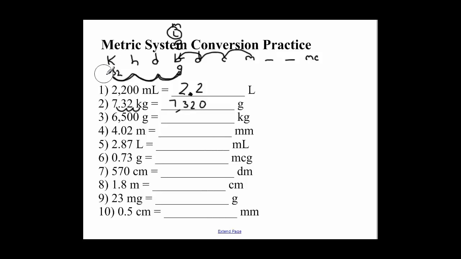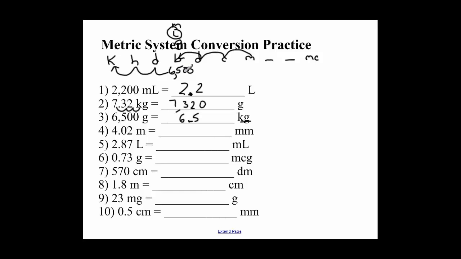Now in the next problem, we begin with 6,500 grams. So grams, that'd be a base unit. And we're converting to kilograms. So we're just doing the reverse of what we did. So since we're moving to a larger unit, we need less of them. So we divide by 10 for each position. So we're going to divide by 10 three times, which means we're dividing by 1,000. So 6,500 divided by 1,000 is 6.5 kilograms. So we just use the shortcut method there.